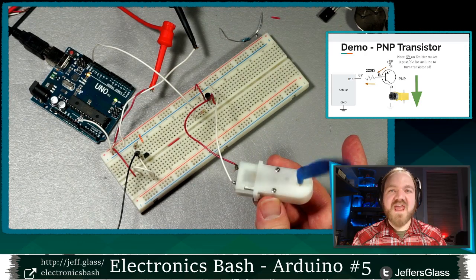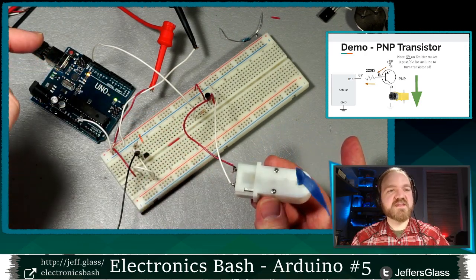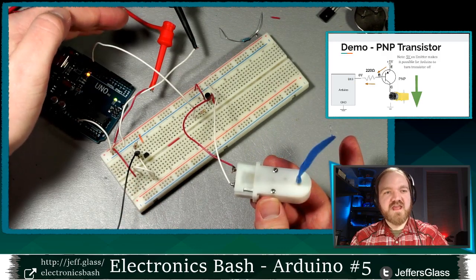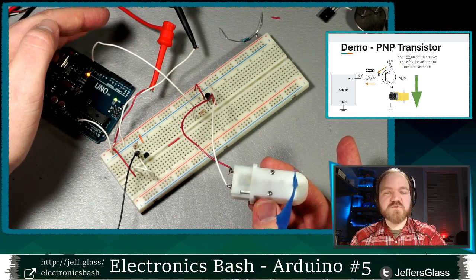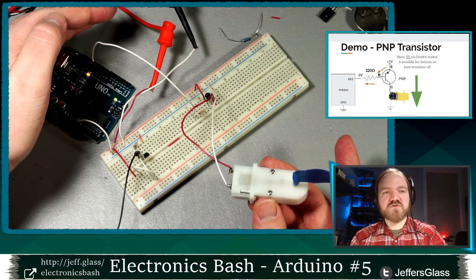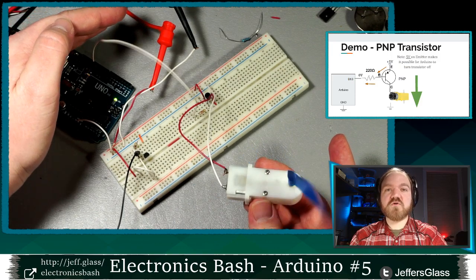We had before, when we had an NPN transistor circuit, when the LED was on, the motor was moving, and when the LED was off, the motor was not moving. And now, if you look, we actually have the opposite. When the LED is on, so when the digital pin is high, the motor is stopped. And when the LED is off, or the digital pin is low, the motor is moving.